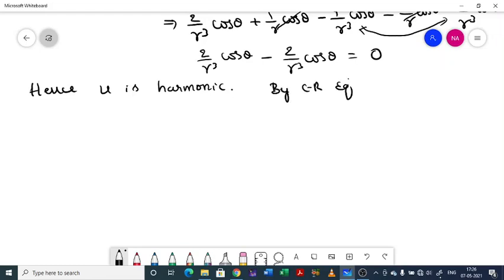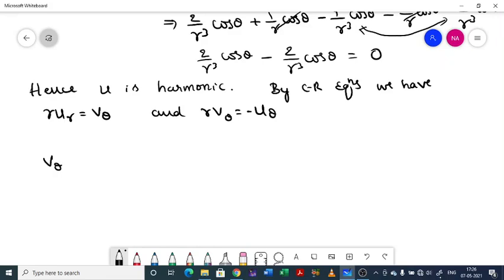Next, by CR equations we have r u r equal to v theta and r v r equal to minus u theta, and we have u r. We need to find v theta from this. So v theta will be r minus 1 by r cos theta, and v r will be 1 plus 1 by r square sin theta.